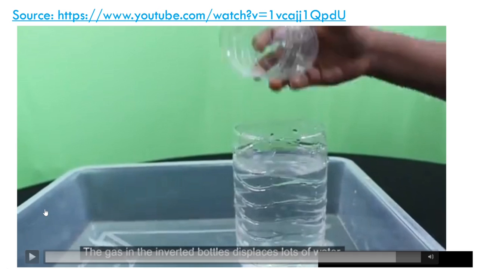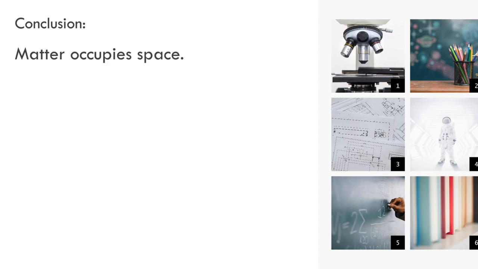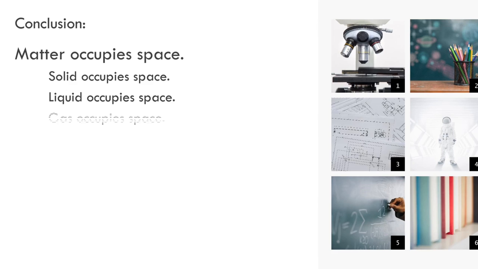Now, with this experiment, we were able to conclude that matter occupies space. Why? With the video that we had, we could say solid occupies space because the stone, which represents solid, occupies the space of the water. Liquid occupies space. The colored water occupies the space of the clear water. Gas, the empty water bottle, when we push it into the water, it pushes the water out and therefore it occupies the space of the water. So solid, liquid, and gas occupy space.